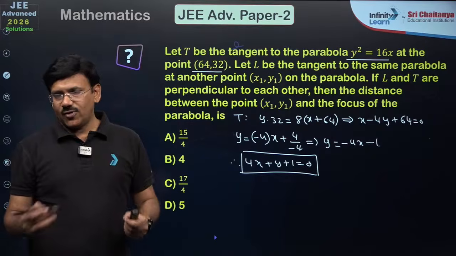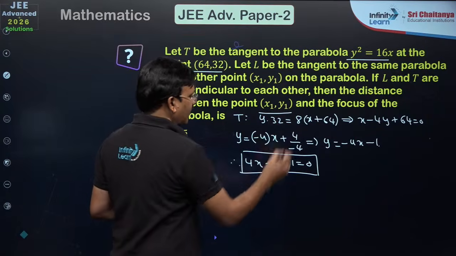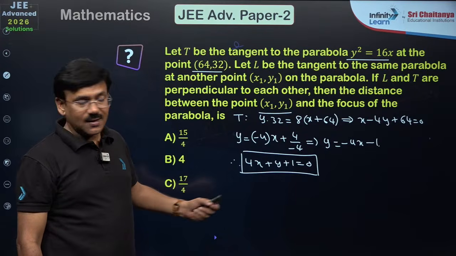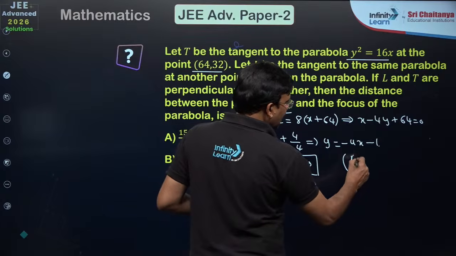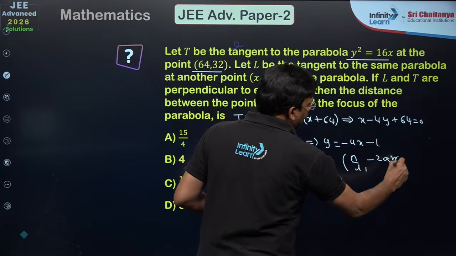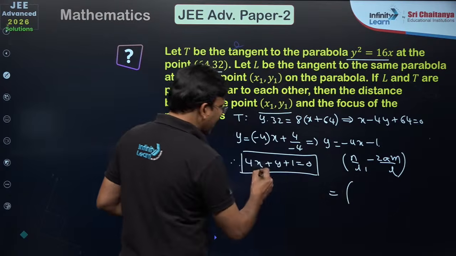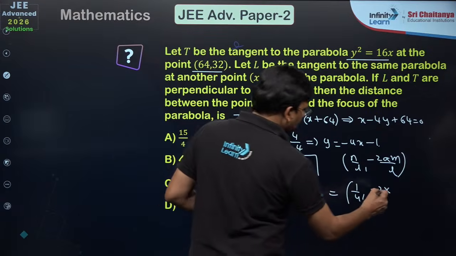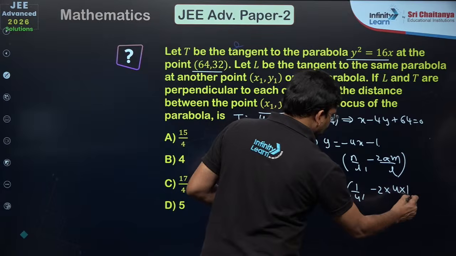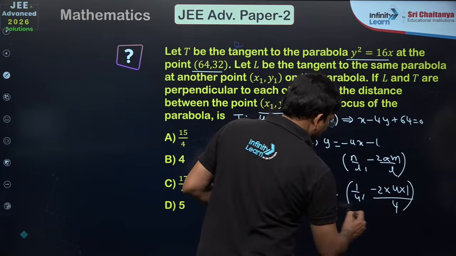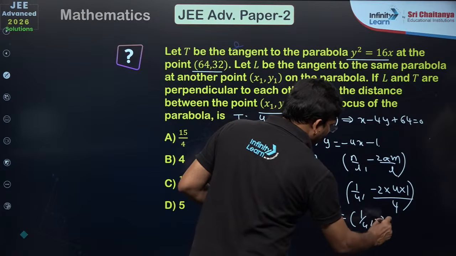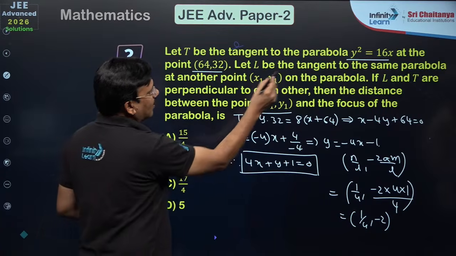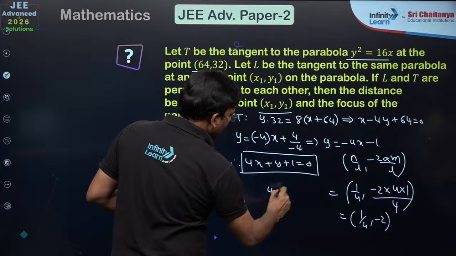Can I find the point of contact? Point of contact is x1, y1. So, standard parabola, standard line. Compare this line with Lx plus My plus n. Point of contact is n by L comma minus 2a m by L. Okay. So, n by L will become 1 by 4, minus 2 into a, which is 4, into m, which is 1, by L, which is nothing but 4. So, this is going to be 1 by 4 comma minus 2. This is x1, y1. The focus of this particular parabola, a comma 0, is nothing but 4 comma 0.